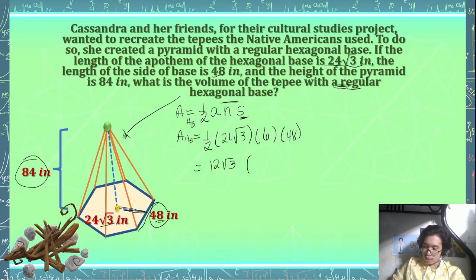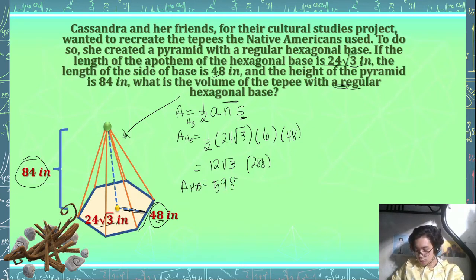So what's 48 times 6? That's 288. And what's 12 square root of 3 times 288? So that should give us 5,000. Okay, so the area of the hexagonal base for this one is 5,985.97 squared inches.